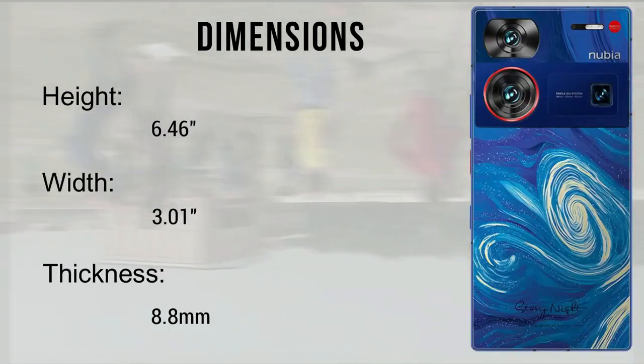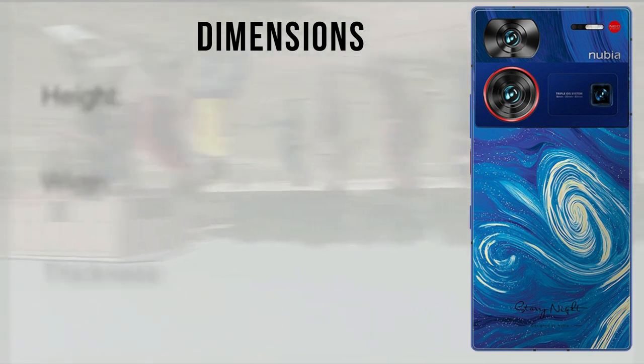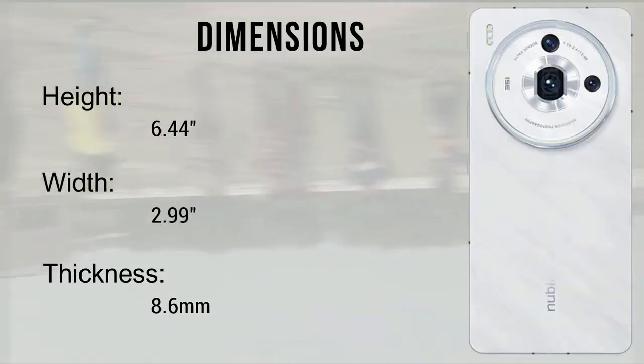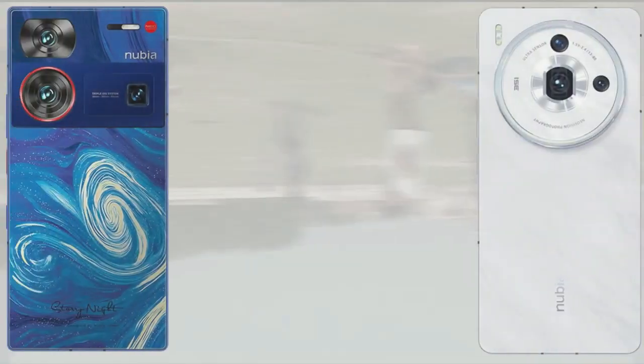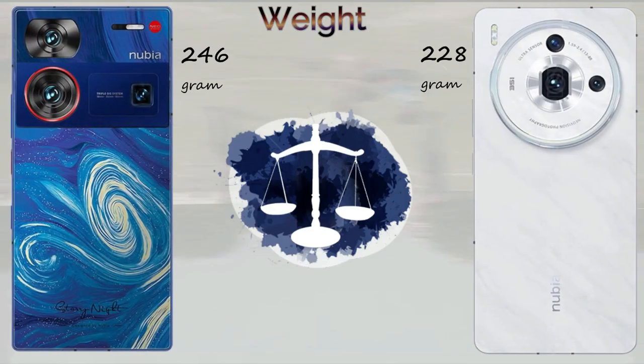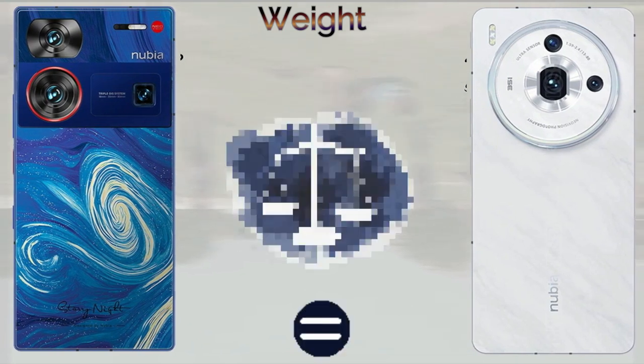As for the weight of these devices, the Nubia Z60 Ultra is 246 grams and the ZTE Nubia Z50s Pro is 228 grams. Both mobiles come with front and back glass, an aluminium frame, and dual SIM support.